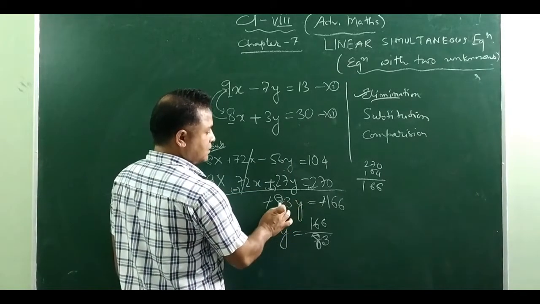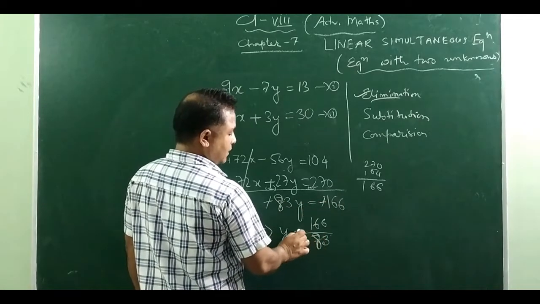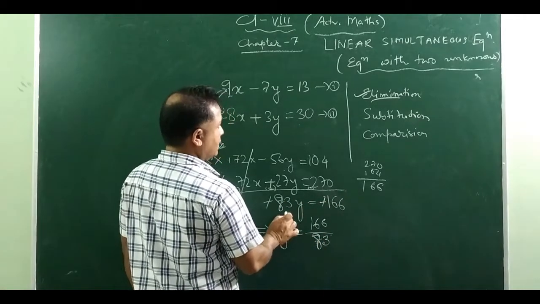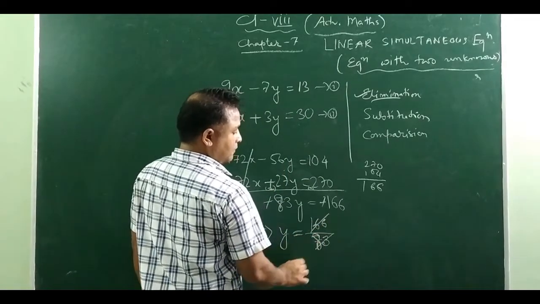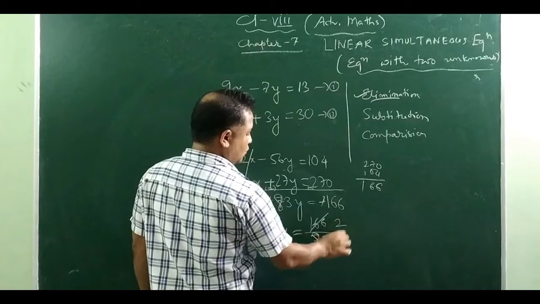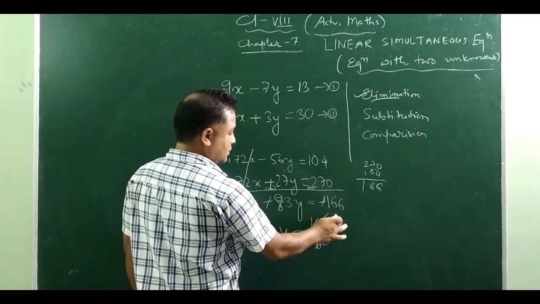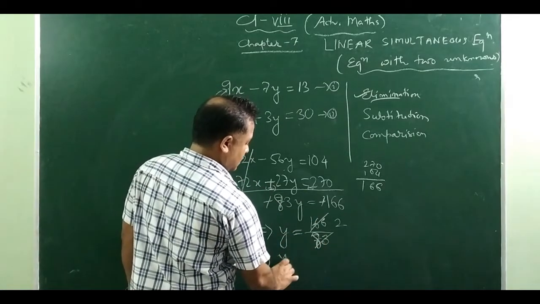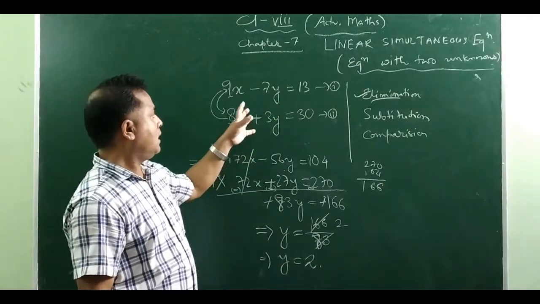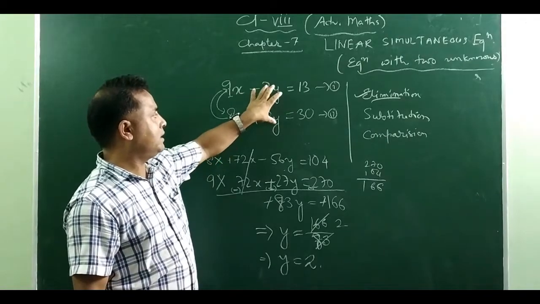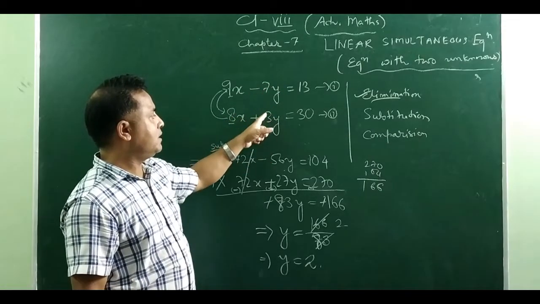It is multiplication, so when it changes sides, it becomes a divide. So I need to take out the value of y, that is the unknown variable. The common factor here is 2. So 83 goes into 166 two times, so the y value we get is 2. In this way we can eliminate. If you want to eliminate y, here we see that 7 and 3 are odd.